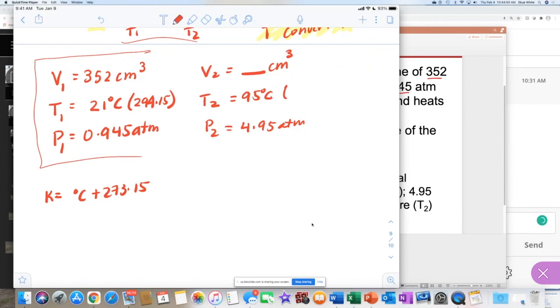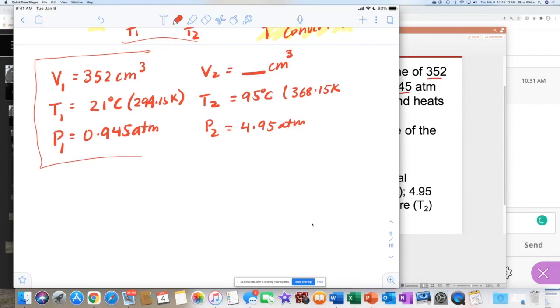95 plus 273.15. This is the same thing as 368.15. Okay, this is Kelvin, this is Kelvin. We need these in Kelvin for the laws to work, or else our answers will be wrong.